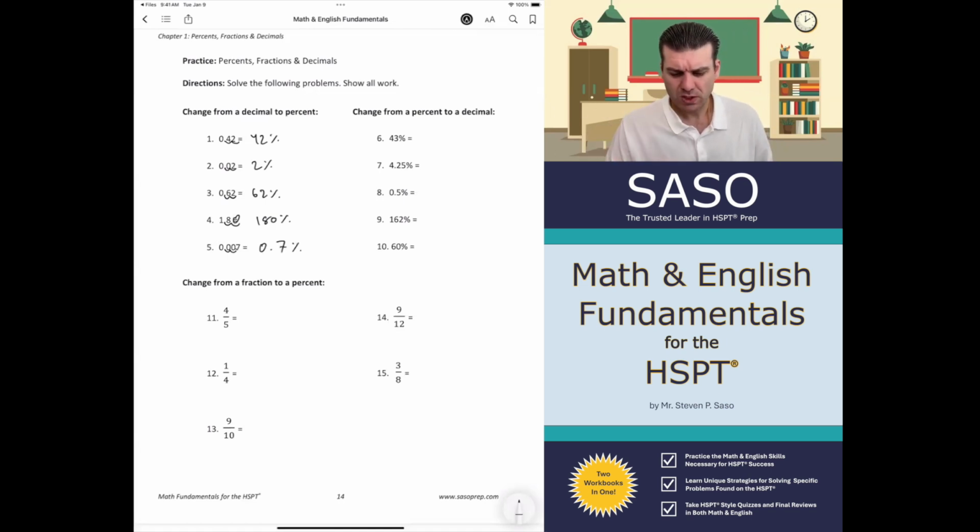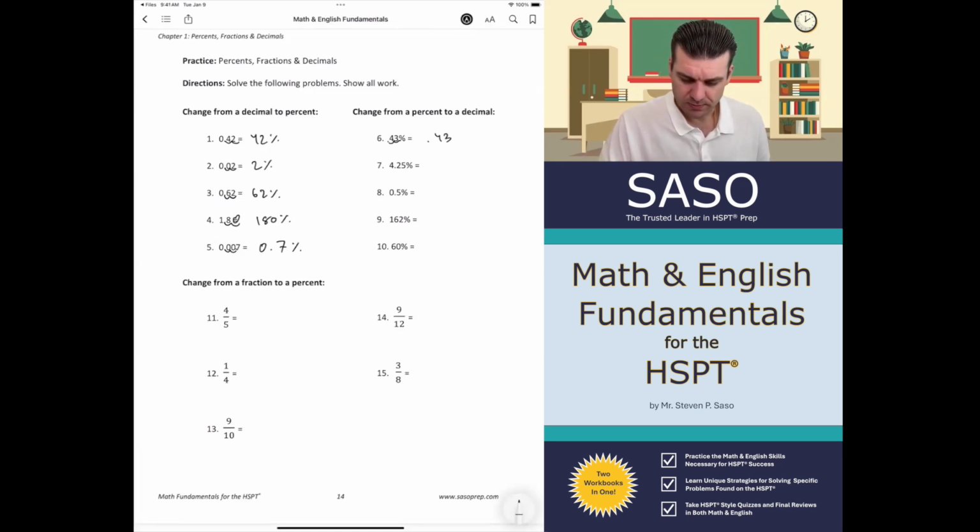All right. Change from a percent to a decimal. When we're going from a percent to a decimal, we find the decimal and we move it 2 places to the left and drop the percent sign. If there is no decimal, it's understood to be at the end of the number. So for number 6 here, 43%, the decimal is after the 3. Move that over 2 places to the left and drop the percent sign. So 0.43.